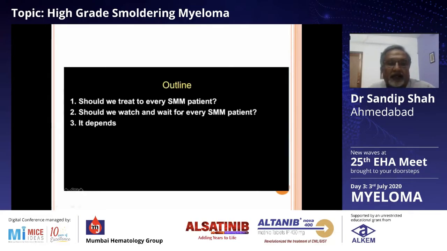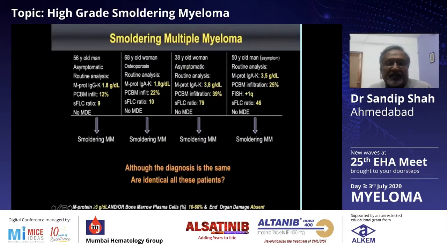Matthews, and she first asked, should we treat every smoldering myeloma patient, or should we watch and wait for every smoldering myeloma patient? So she presented 4 patients. They all had smoldering myeloma, but they are different patients. I will not discuss the first 2 patients because they are low risk myeloma and they don't need treatment. So although the diagnosis is the same, they are not identical patients.